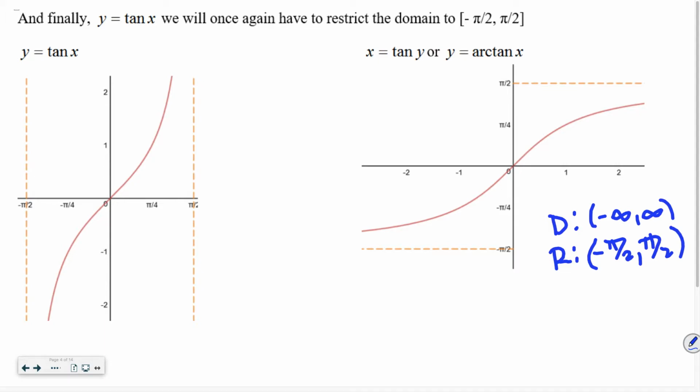This is a graph that will pop up more than you think, so I want you to really just think through this process with me. I know that you're at least more familiar with y equals tangent of x because you graphed those last year. When we think about reflecting that about the y equals x line, we get a horizontal tangent of x, for our inverse tangent with those two asymptotes.